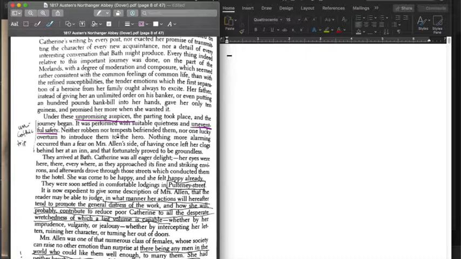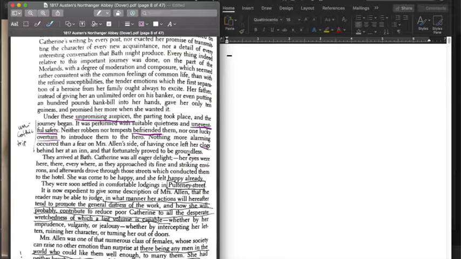Neither robbers nor tempests befriended them. It's a weird, funny verb, right? Befriended. Like, she wants to be befriended by robbers and storms along the way, because that would make for a good Gothic novel. Nor one unlucky overturn to introduce them to the hero. Like, she wants to be saved in her overturned carriage. Nothing more alarming occurred than a fear on Mrs. Allen's side of having left one of her clogs behind her at an inn. Okay, remember, Mrs. Allen is obsessed with clothes, and that fortunately proved to be groundless.